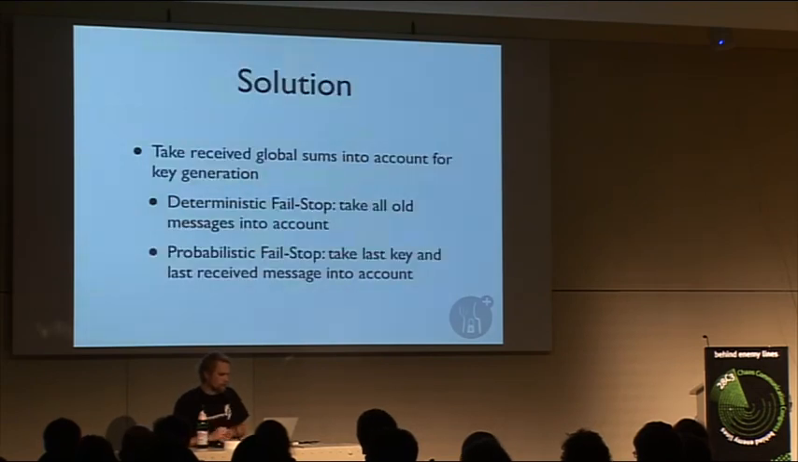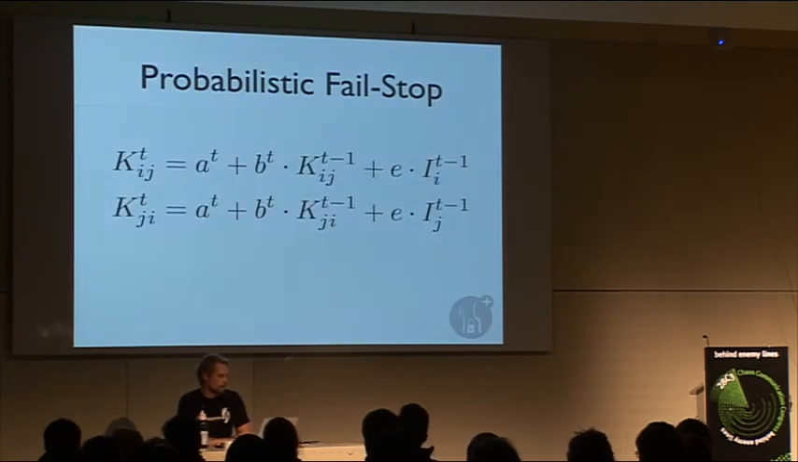So what is the solution to this problem? The solution is to take the old messages, the old global sums that each participant receives, into account when generating new keys. There are two ideas to do this. There is the deterministic fail stop, which takes all the old history of received messages into account, and then there is also a probabilistic fail stop, which only takes into account the last message and the last key used. I'll give you an example of how it could work. This is the probabilistic fail stop.